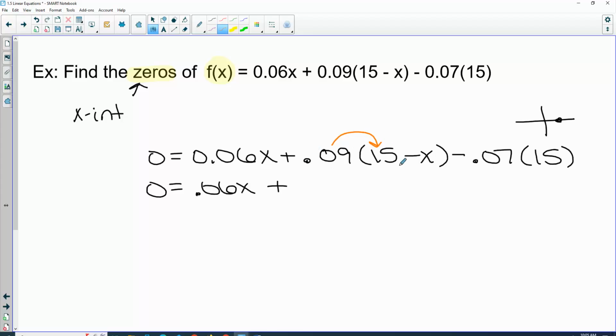If you distribute that 0.9, so 0.9 times 1.5 gave us 1.35. It was this negative right there that most of you dropped. 0.9 times negative x would be negative 0.09x. A lot of you had a plus there. Minus 0.07 times 15.